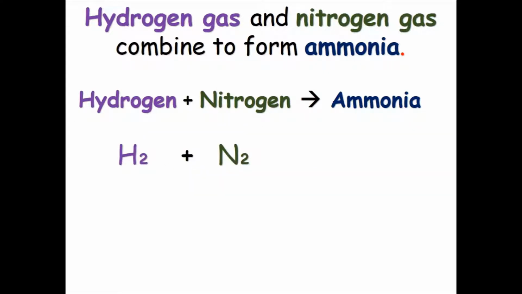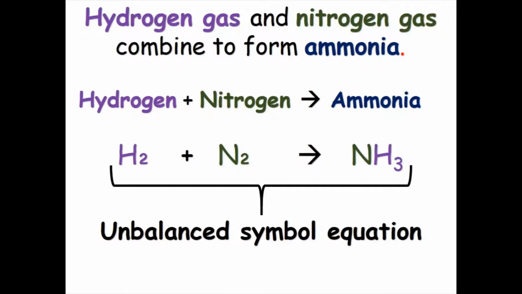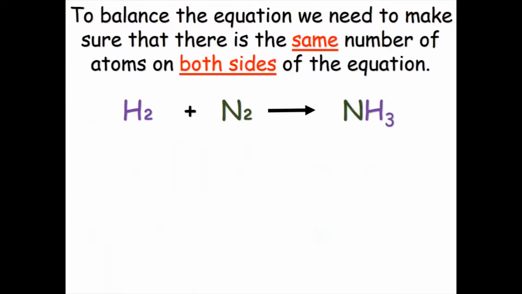So we have H2 plus N2 for hydrogen and nitrogen, and they react to NH3, which is the formula for ammonia. This is the unbalanced symbol equation now. So we are now going to look at how to balance this equation.